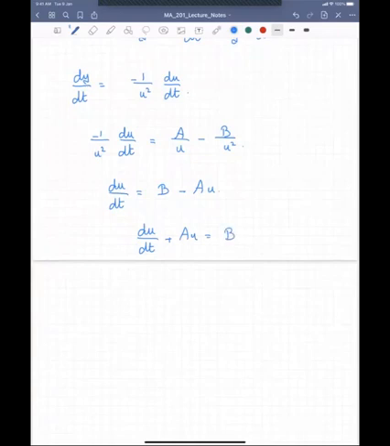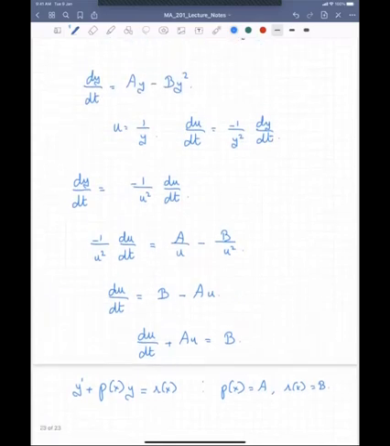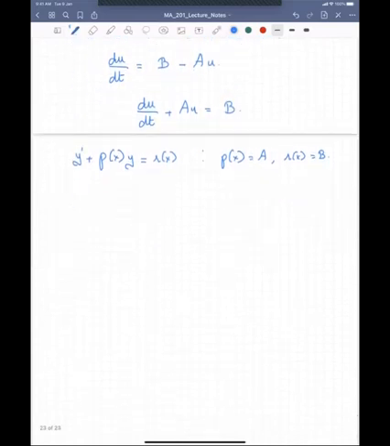And this is a special case of a linear differential equation, y prime plus p of x times y equals r of x, with p of x equal to a constant a, and r of x equal to a constant b. So even though the equation doesn't look very linear, by a change of variables I was able to get to a linear form.